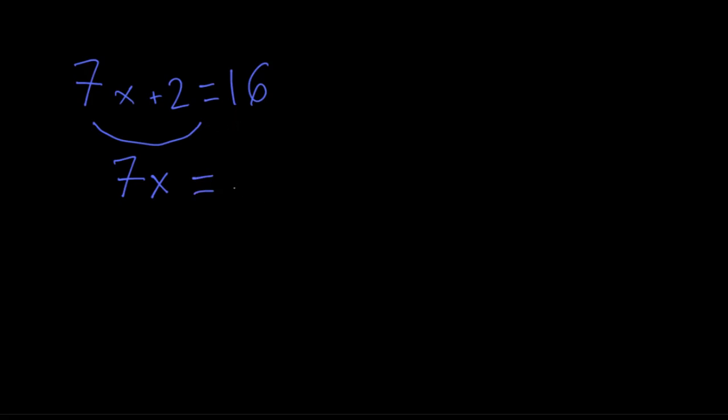16 minus 2 gives us 14. And now we can divide each side by 7 in order to just get x. So we get x is equal to 14 divided by 7, which is equal to 2. Okay, so that makes sense. Let's look at a more difficult example.